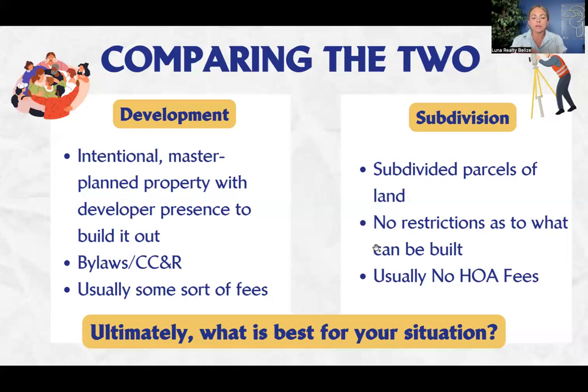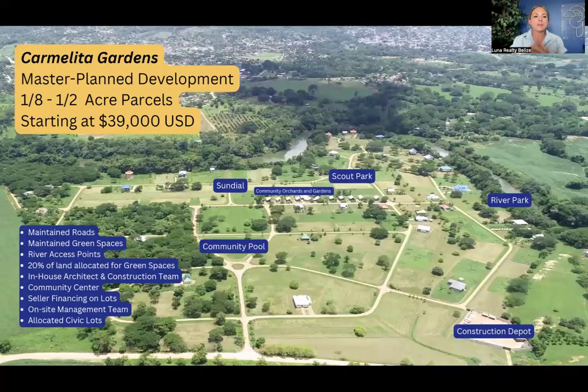So we're going to do a quick case study of two different properties, one that's a development and one that's a subdivision, and they're located right across the street from each other in Coyote, and you'll start to see some of the differences here that we're talking about. So this property is called Carmelita Gardens. It's a master plan development.